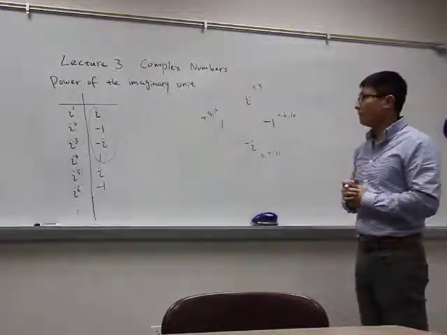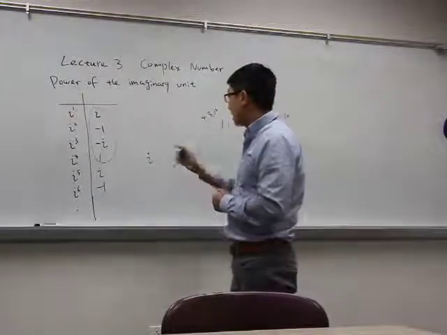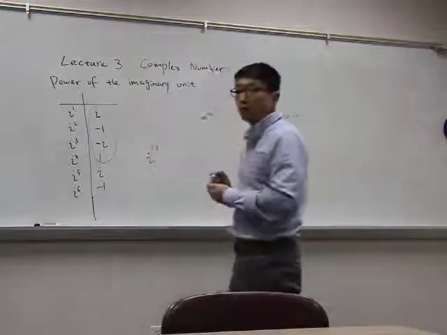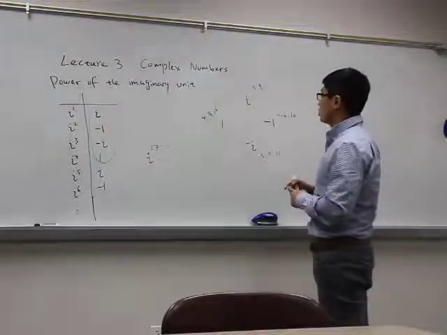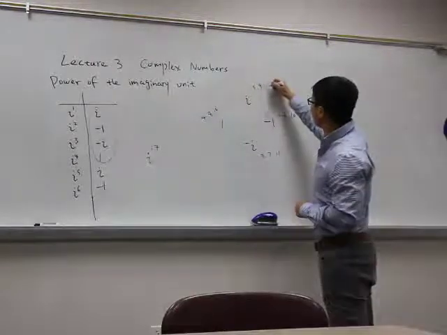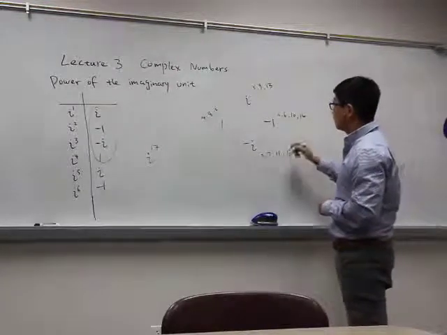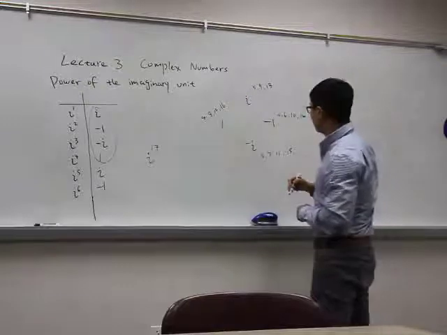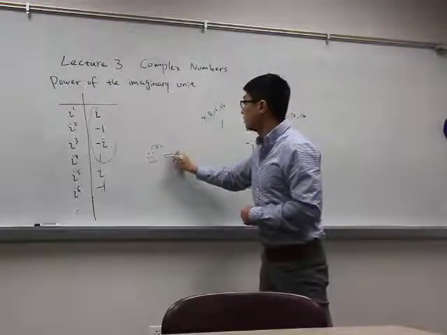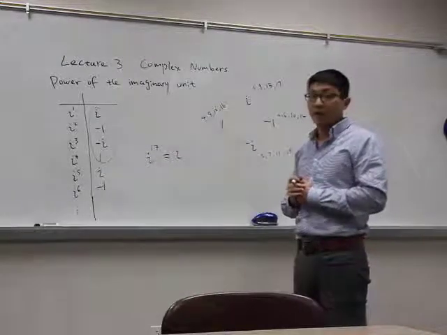Therefore, if we want to find what i raised to the power of 17 equals, we can use this chart. Right now we have 12, so we count 13, 14, 15, 16, 17. So when i is raised to the power of 17, the result is i.